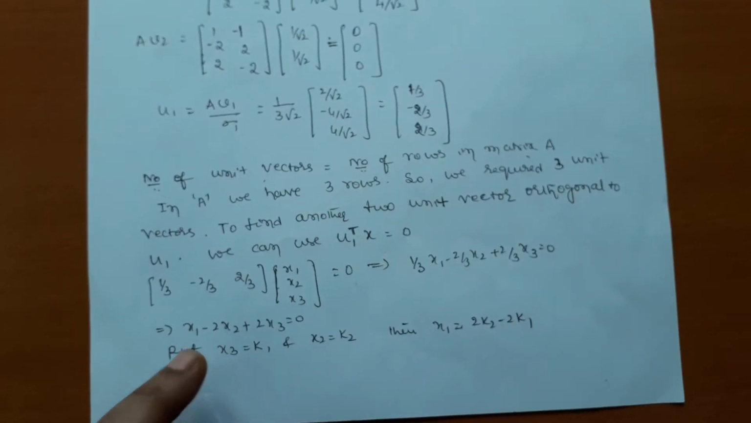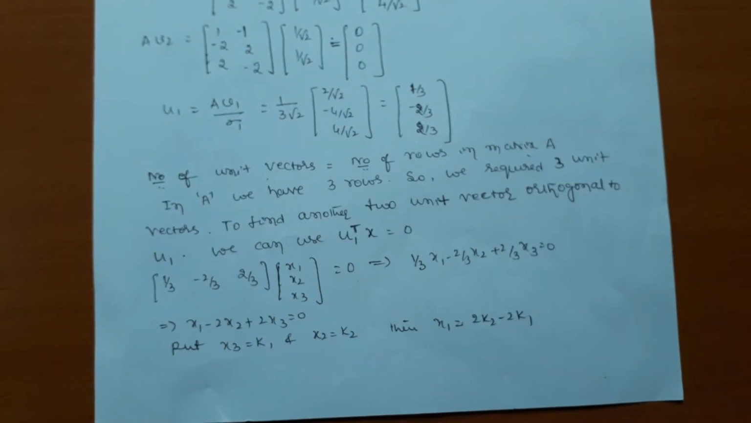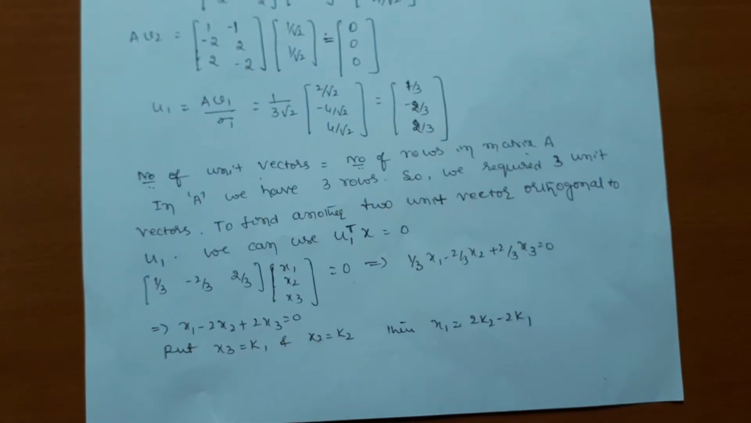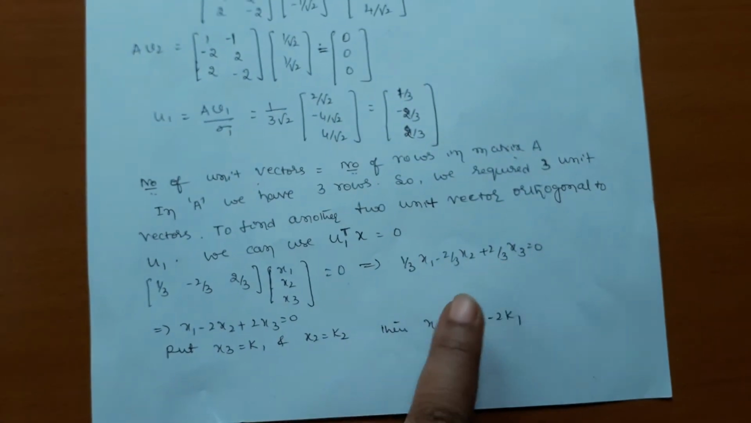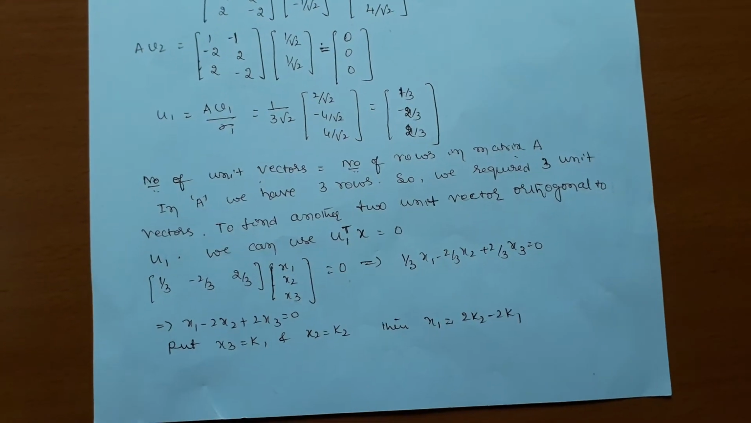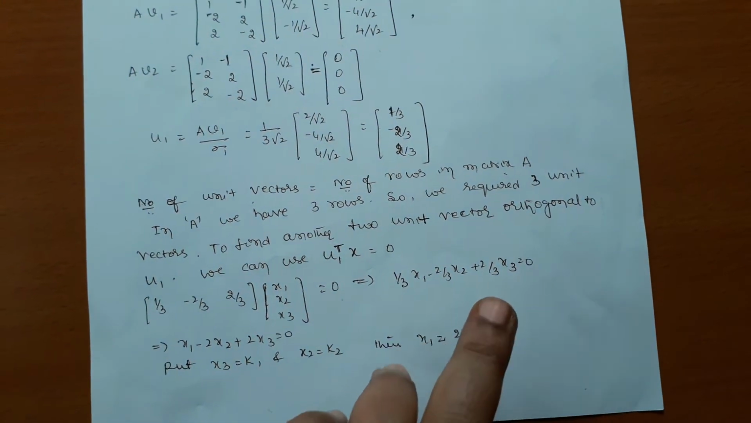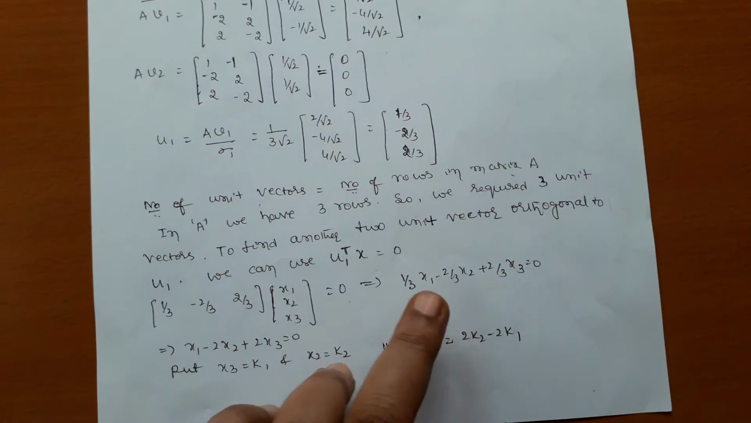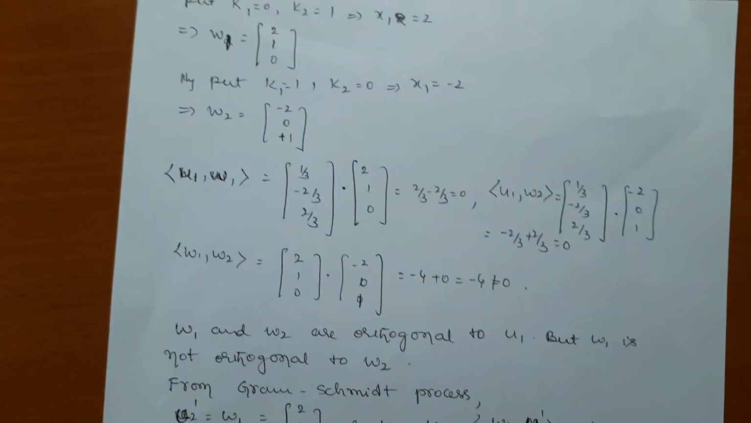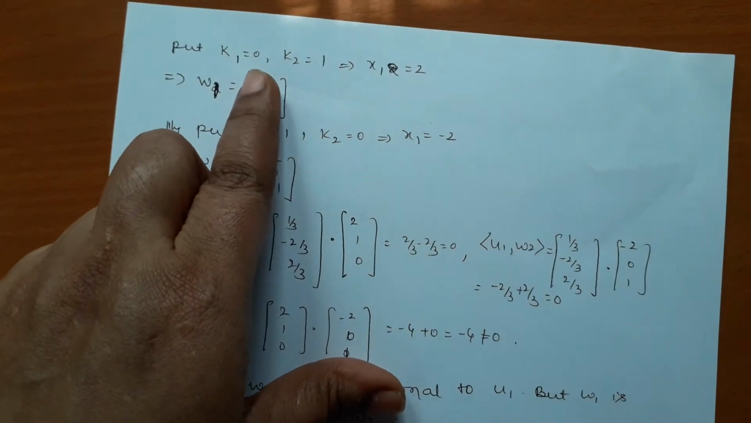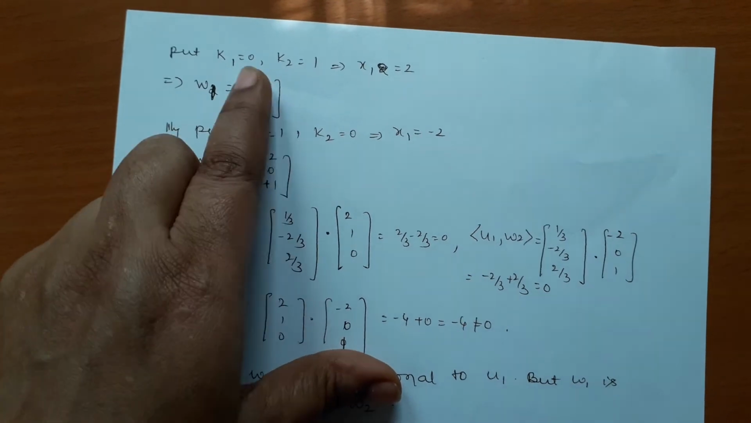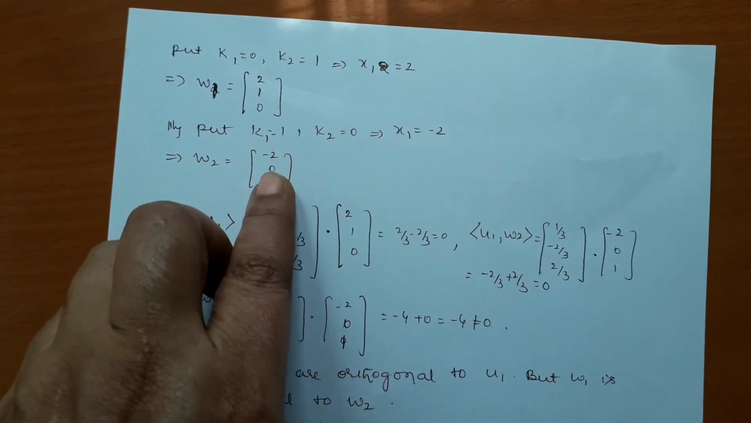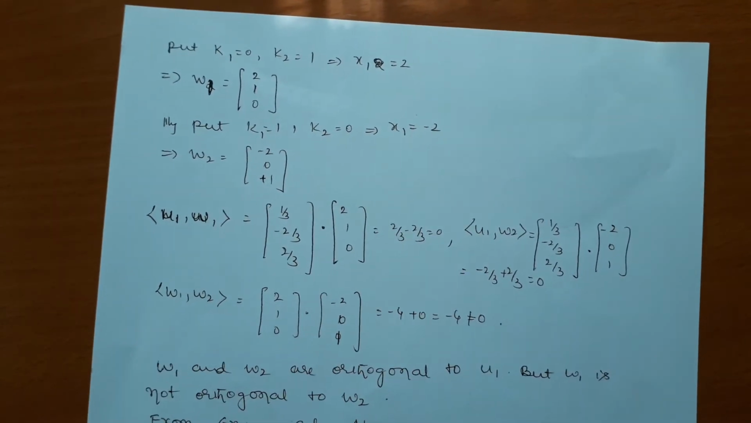We did this already in the previous videos. And then x2 is nothing but k2. I'll take k1 and k2 and substitute here, meaning I express x1 in terms of x2, x3. I take x3 as k1 and x2 as k2. Give different values of k1 and k2. How many eigenvectors are required? 2. Therefore, take k1 as 0 and k2 as 1, and we get one vector. Then take k1 as 1 and k2 as 0, and we get another vector.